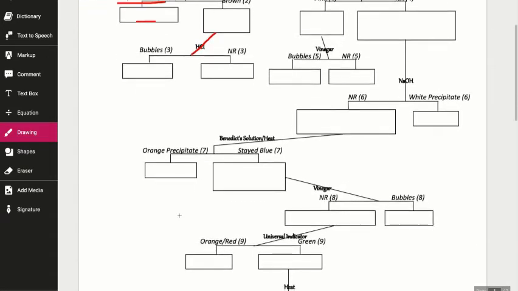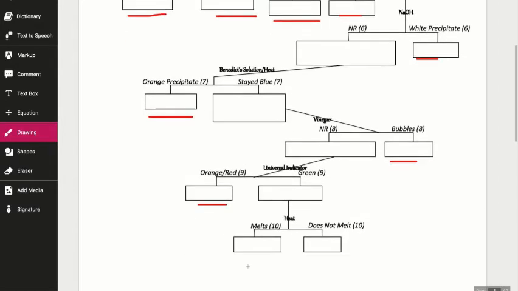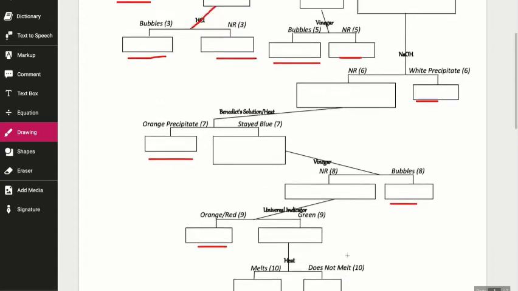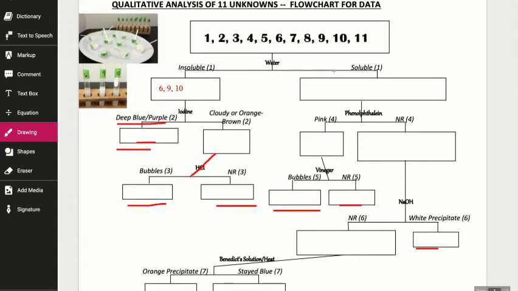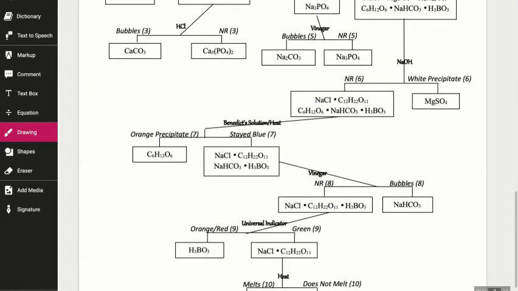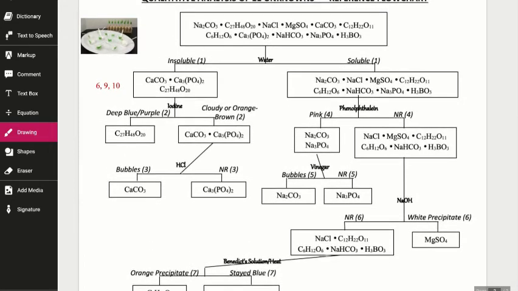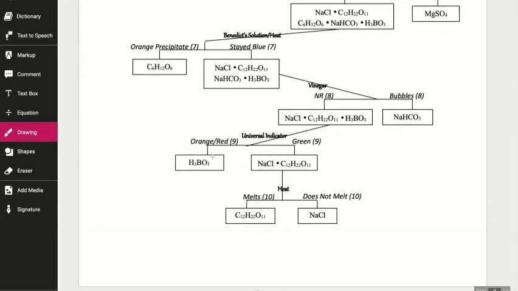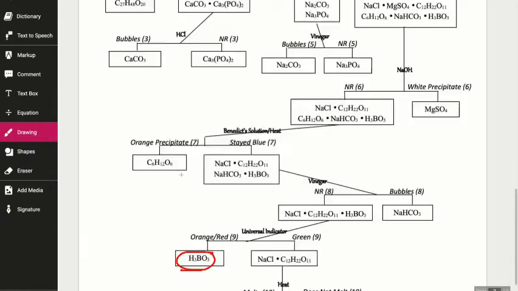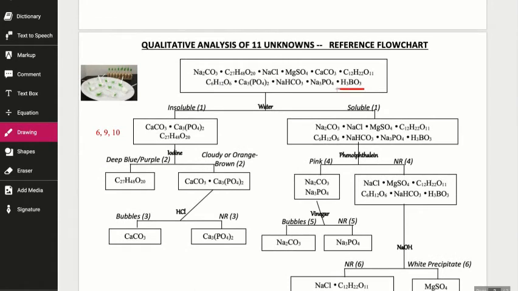There are actually 11 dead ends. There's 1, 2, 3, 4, 5, 6, 7, 8, 9, 10, and 11. There's a dead end for each one of these samples. So when you hit a dead end, you know something about a particular substance, or you know a lot of things about a particular substance. So for instance, let's take a look at H3BO3. It's in a dead end, but it started up here with all the rest of the solid white powders.